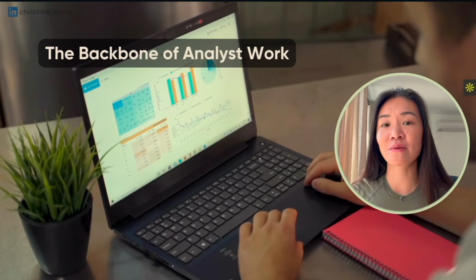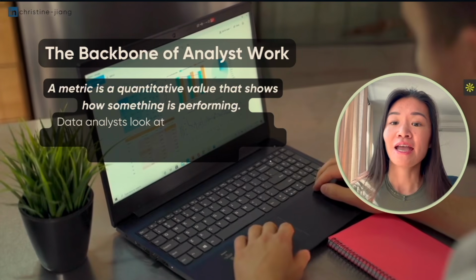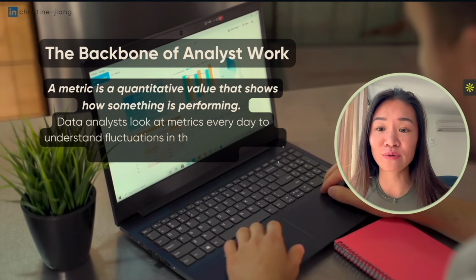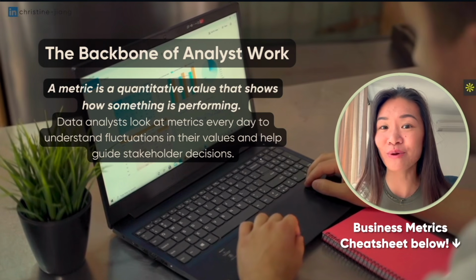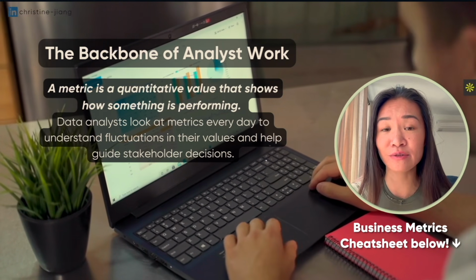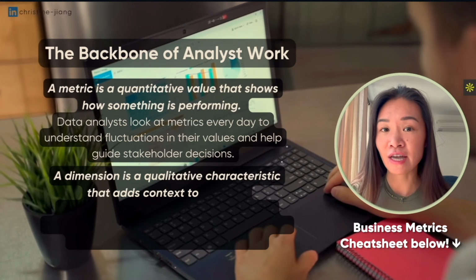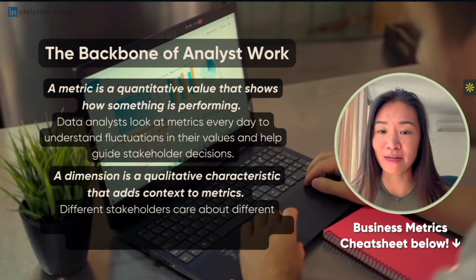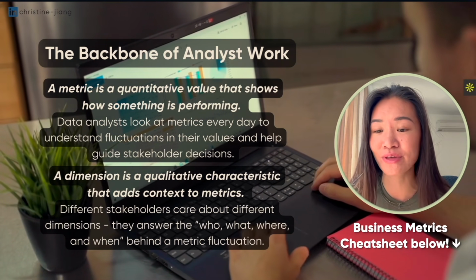So let's make sure that we just cover our fundamentals really quick. What is a metric and what is a dimension? A metric is a quantitative value that shows how something is actually performing. And we're looking at this all the time to understand the fluctuations in their values and help guide stakeholder decisions. A dimension is basically a contextual addition on top of that metric. It's a qualitative characteristic that helps add context to that metric.